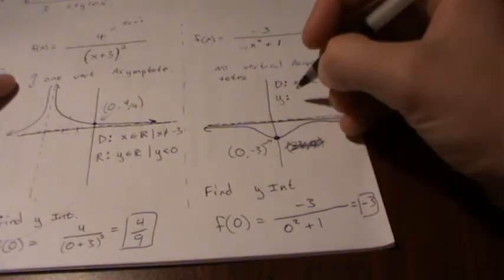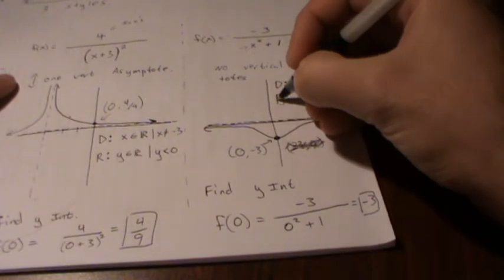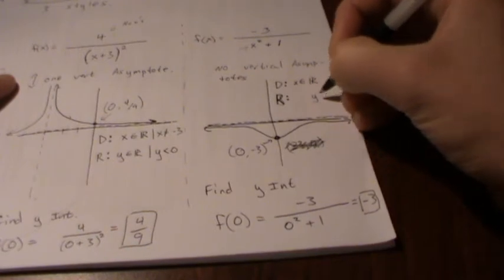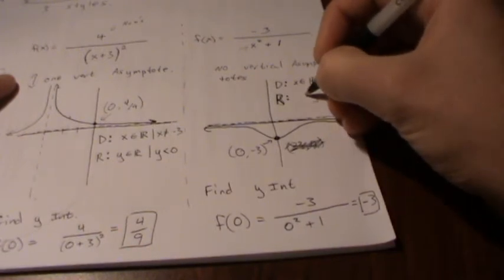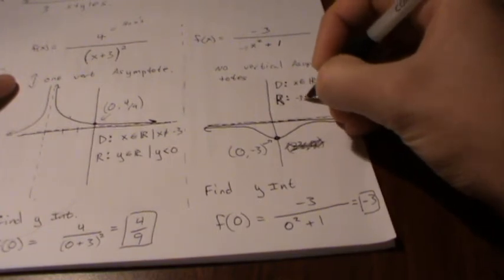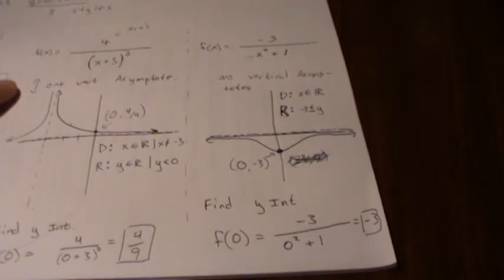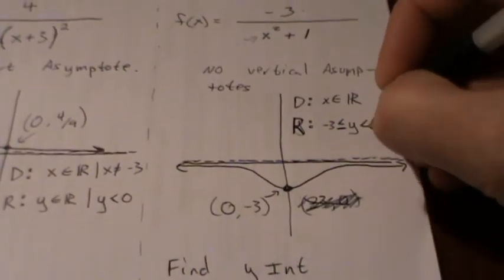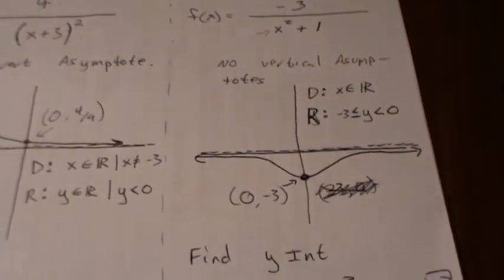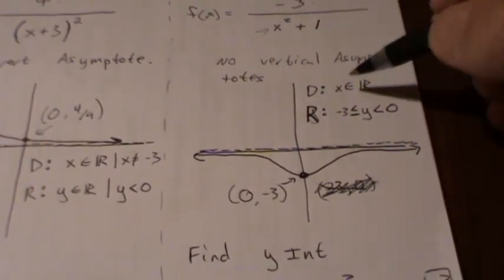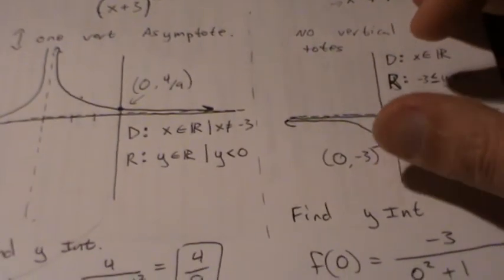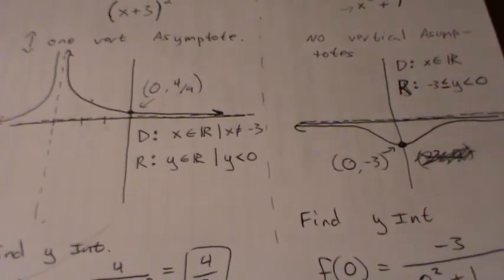And so my range is that y is between, the lowest it gets is -3, and it actually can equal -3. Notice I've got that it can equal -3, but it cannot equal 0. And so the range will be something like this. The domain will be like this. So these are your three styles, really, when it comes right down to it.